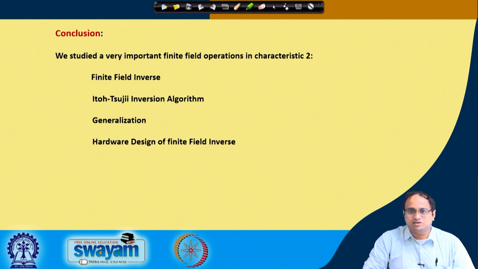We also generalized it to a version where you can speed up your computation and use the resources in the FPGA much more efficiently. Finally, we discussed a hardware design of the finite field inversion algorithm and the performance issues, like how you choose the parameters so that you get optimal performance of your hardware.